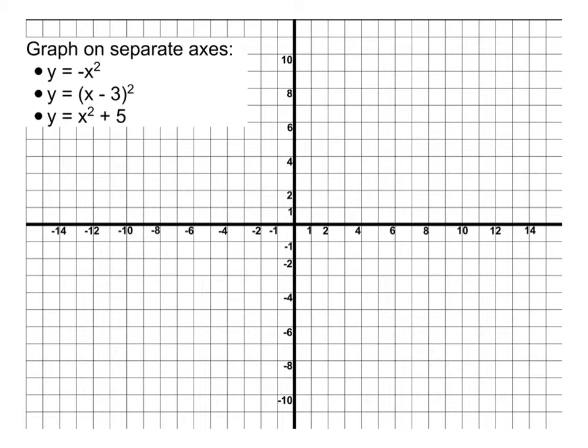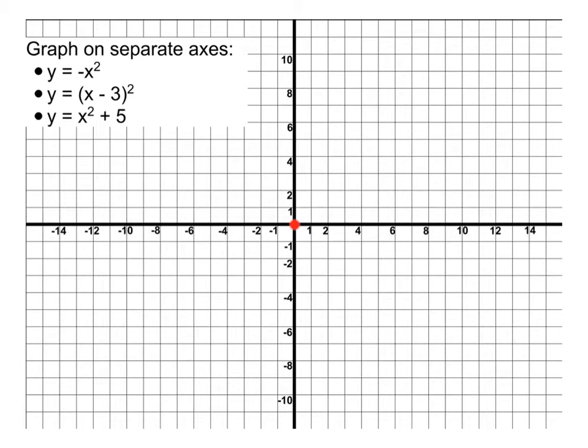So for the first one, we have that negative in front of x squared. The negative is reflecting it across the x-axis. That's how we describe the transformation. In other words, it's flipping it upside down. We're going to follow the exact same pattern we followed before.